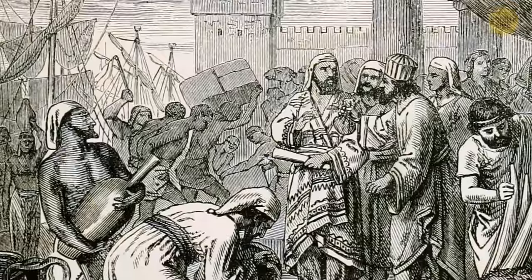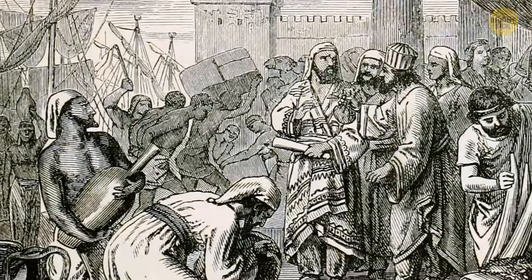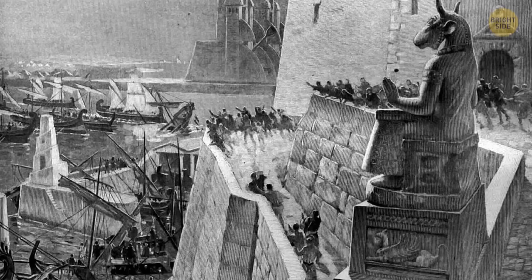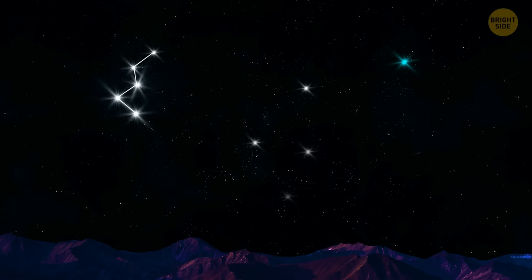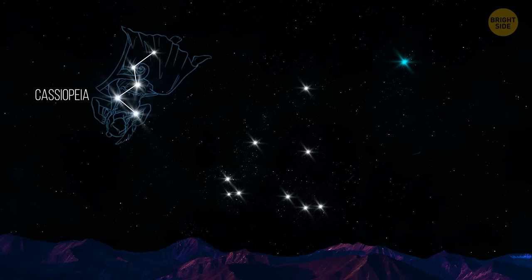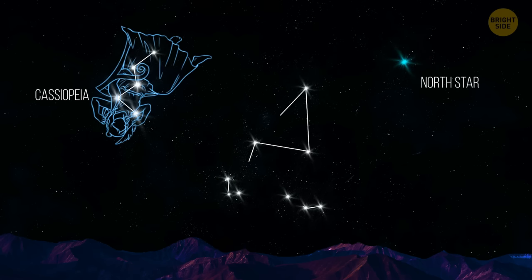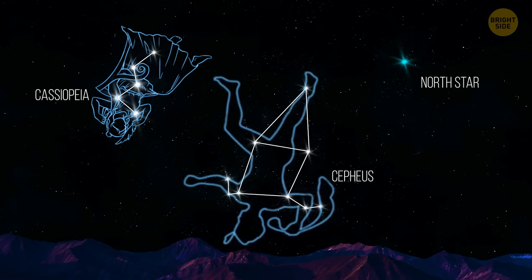There were many kings of Phoenicia back in the days when Phoenicia was just a collection of city-states along the western shore of the Mediterranean Sea. Cepheus can be found in the area between Cassiopeia and the North Star. The constellation of Cepheus is important to astronomers.